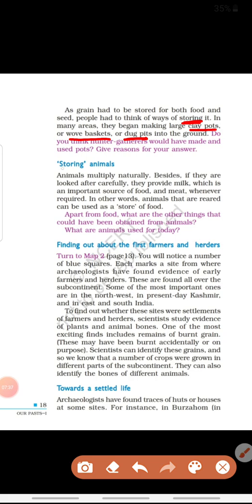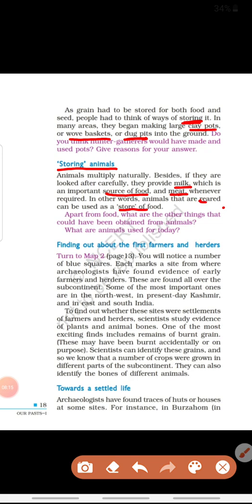Then we come to the next topic, that is storing animals. So animals multiply naturally. Besides, if they are looked after carefully, they provide milk, which is an important source of food. So people started taking care of animals, and those animals were giving milk, and that was the source of food. And even the meat of the animals they used to eat, however required. In other words, animals that are reared can be used as a store of food.